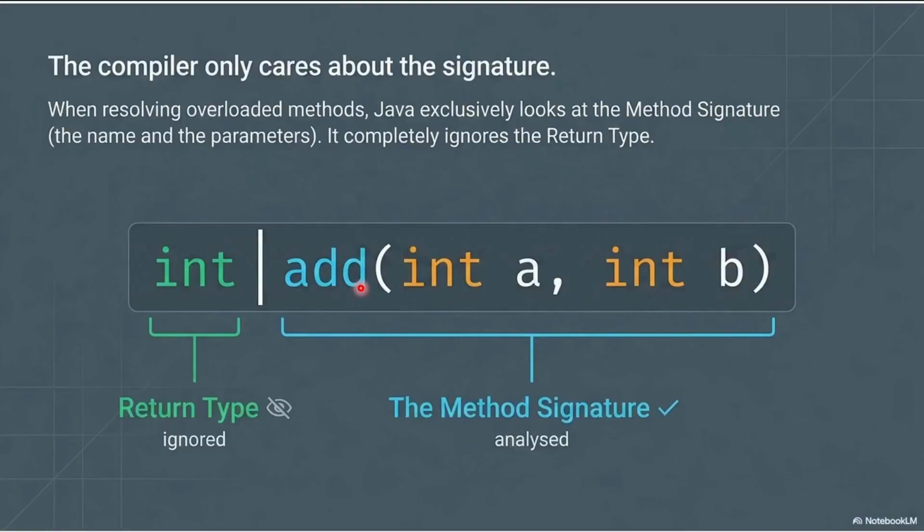Okay. So the compiler only cares about the signature. What do you mean by signature? The parameter list decides the signature, right? So the signature should match. When resolving an overloaded method, Java exclusively looks at the method signature, that is the name and the parameters. It completely ignores the return type. Now this is a very, very important point. It does not care about the return type. It only cares about the number of parameters and the data type.